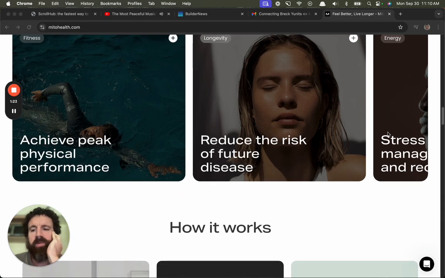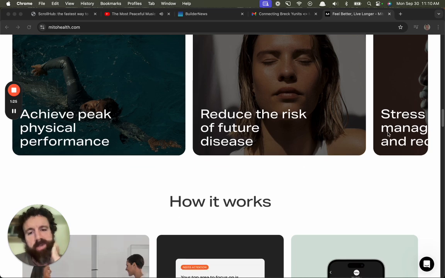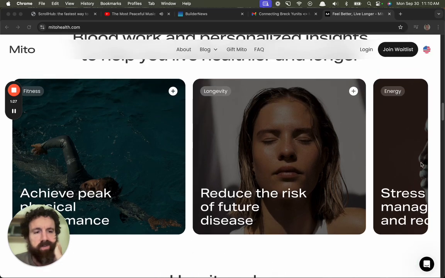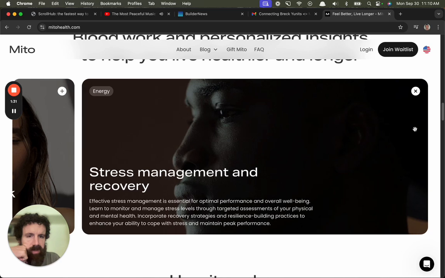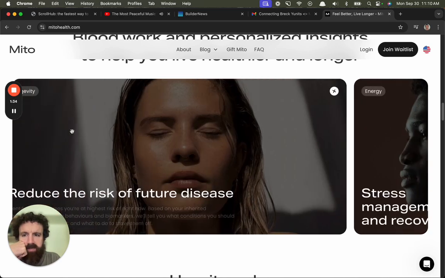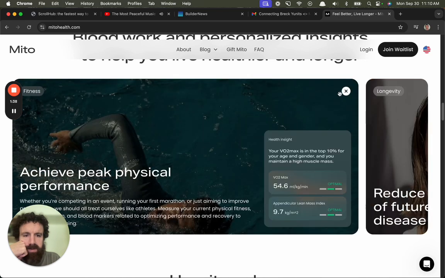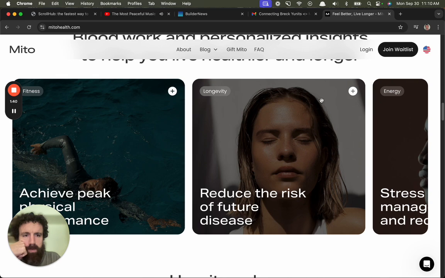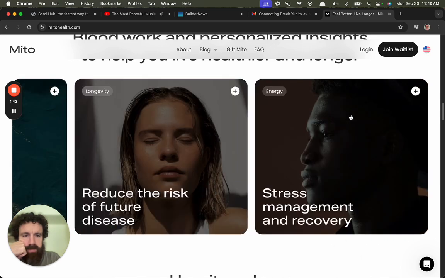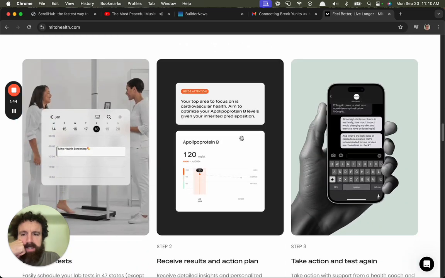I love it. Achieve peak physical performance. Reduce the risk of future disease. What is this? Can I scroll? How about, what's going on here? Stress management and recovery. Oh, okay. A little energy. How it works, let's take a look.